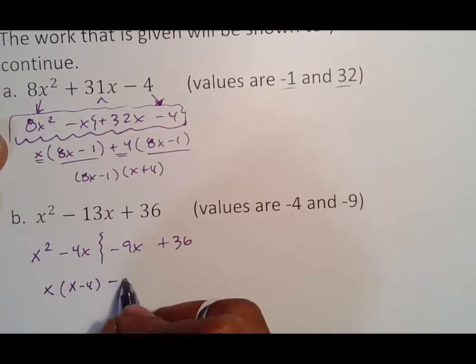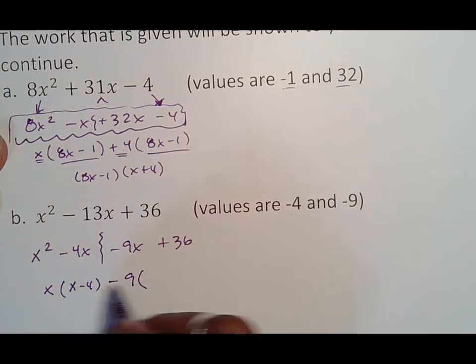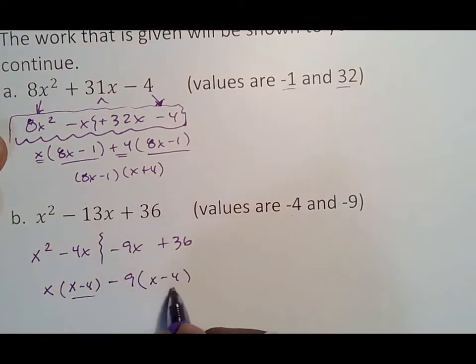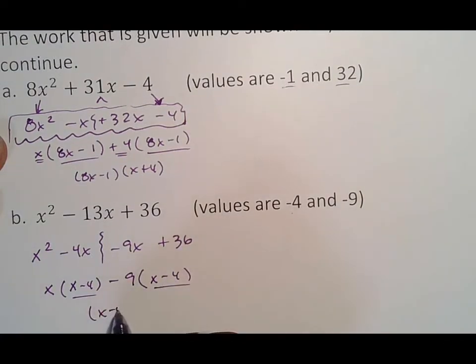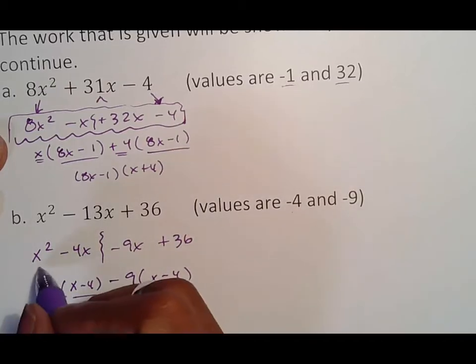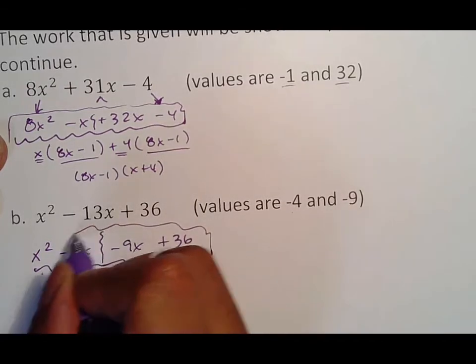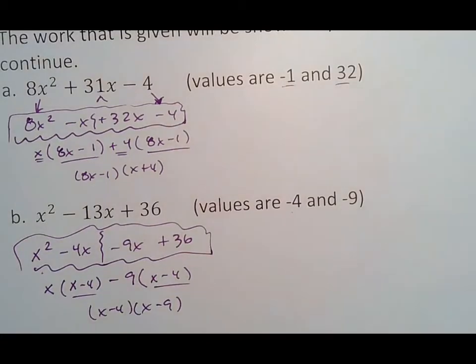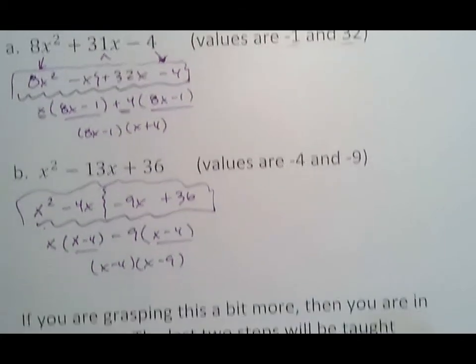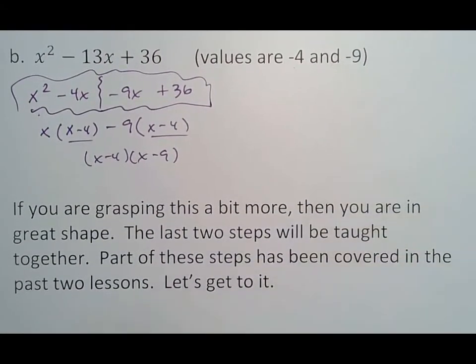The big number that comes out of 9 and 36 is 9. Again, I would just copy my first parentheses over and do a real quick check. Yes, that's negative. Yes, that's positive. x minus 4, x minus 9. But again, this is a key step that we're talking about for splitting. But notice how we've wrapped it up with our grouping step and how everything's going to go. Alright. If you're grasping this a bit more, then you're in great shape.